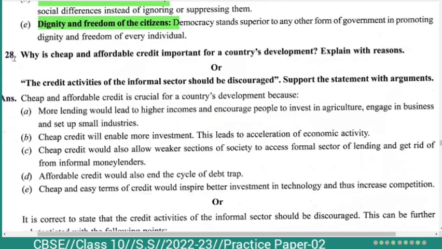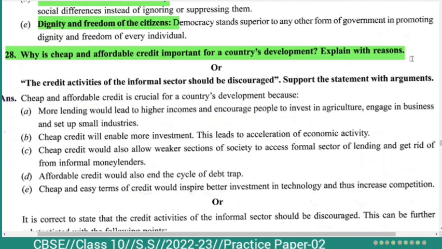Now question number 28. Why is cheap and affordable credit important for a country's development? Explain with reasons. Answer. Cheap and affordable credit is crucial for a country's development because more lending would lead to higher incomes and encourage people to invest in agriculture, engage in business and set up small industries.